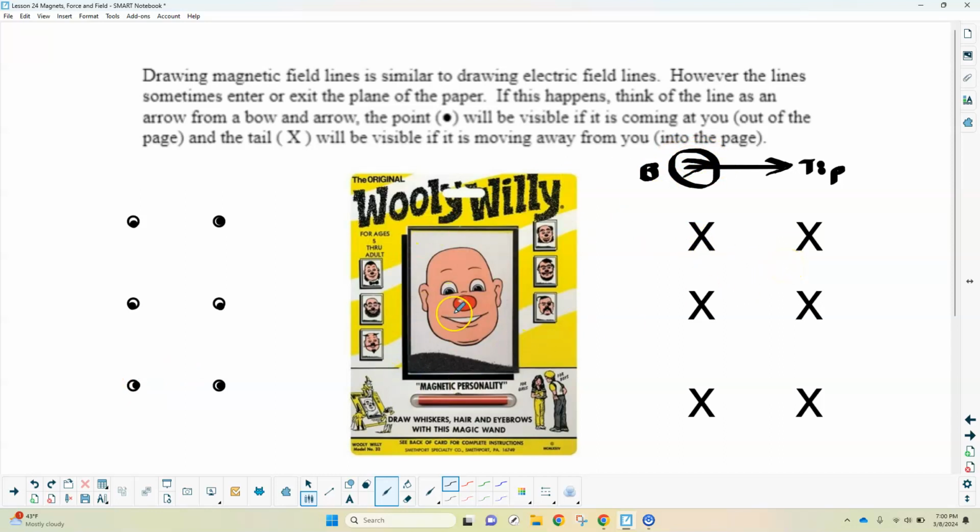I have a picture of a toy here, so I don't know if you guys are familiar with this. It's called a Woolly Willy. Basically, you have a magnet, and you have these magnetic shavings, and you can kind of move the magnetic shavings onto the face, and make them have different facial hair or a beard, whatever it might be. So the magnetic force moves those magnetic filings. And those filings show the direction of the magnetic field if you put it in there. So we're going to look at some pictures that go along with that.